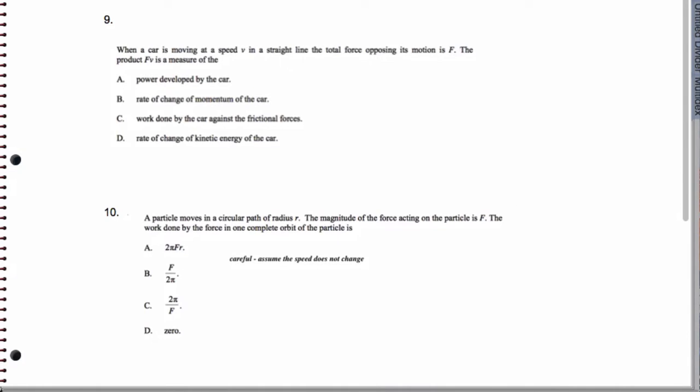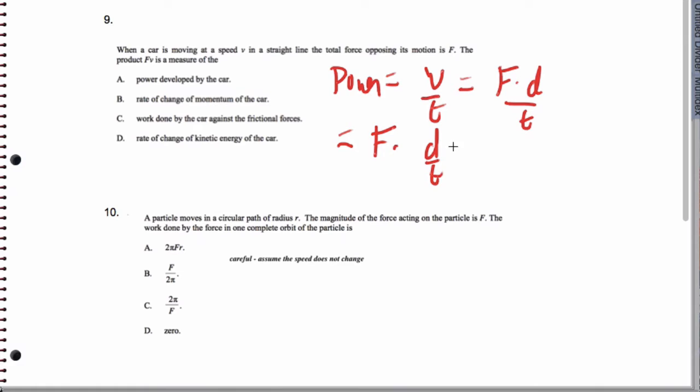Here, wow, this is an interesting one because we know that power is work over time, which is force times distance or displacement over time. And then we do a little trick here. We factor force times d over t, and this in parentheses is the velocity, so that's how we're getting power.